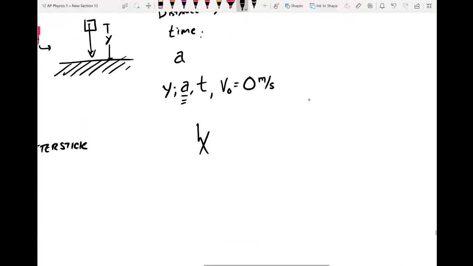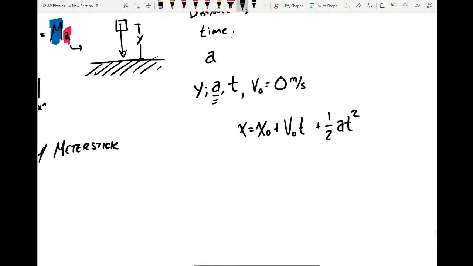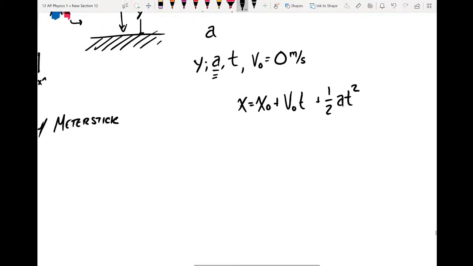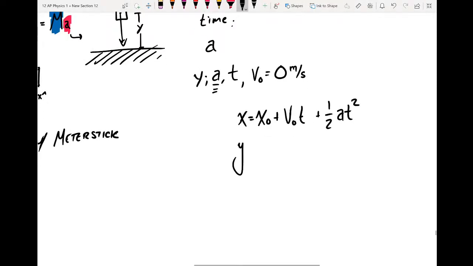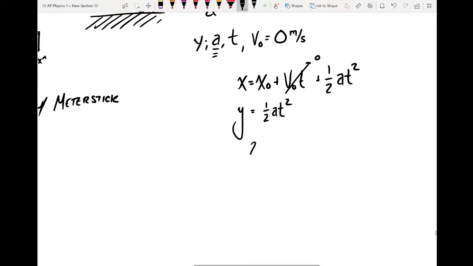So let's come over here and write this equation. x equals x naught plus v naught t plus 1/2 at squared. So the x minus x naught, really the distance we're moving, that's just what I'm calling y. I can set this experiment up so that v naught is just equal to 0, plus 1/2 at squared. I can rearrange this and say 2y divided by t squared is equal to a.